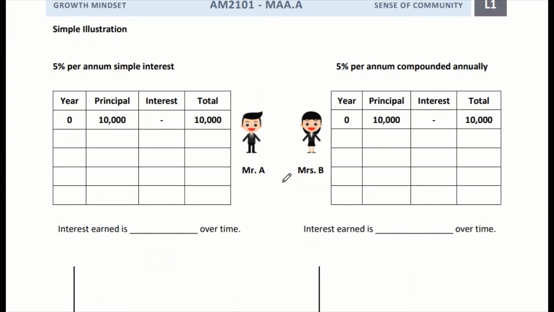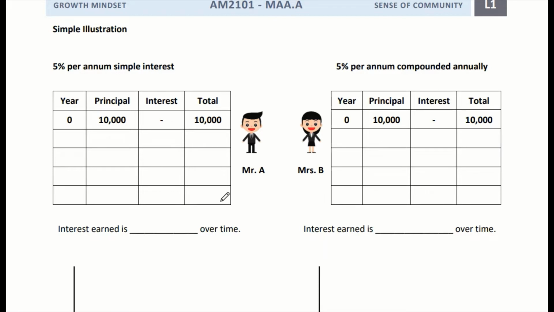So we have these two people, Mr. A and Mrs. B. Both of them deposited 10,000 as principal into a bank as an investment. You can see that both investments give them an interest rate of 5% per annum. But for Mr. A, it's going to be a simple interest, and for Mrs. B, it's going to be a compound interest compounded annually. Now we'll look at how the investment progresses and see whether there is any difference between the total amount of money that you have in the account after 4 years.